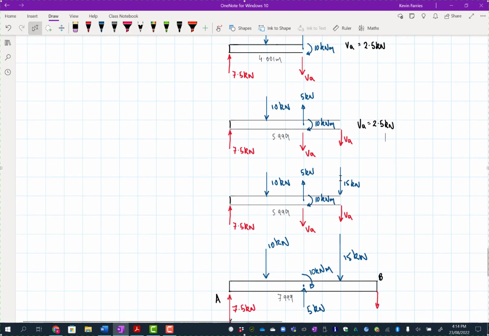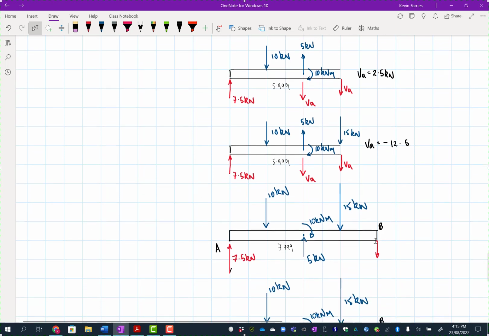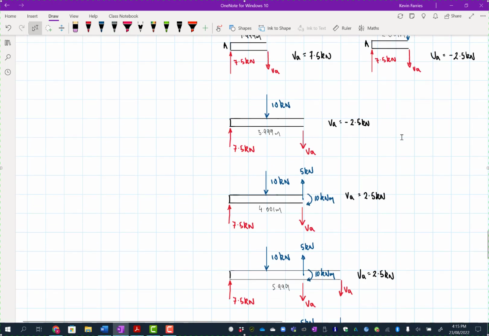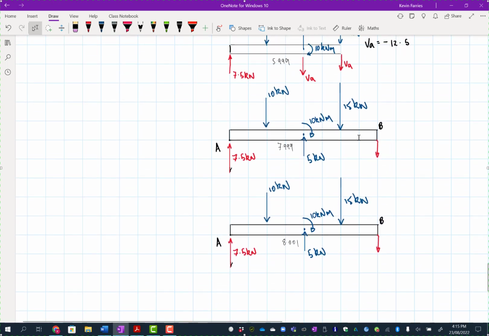But as soon as you get past 6, you've got a downwards 15 kilonewton force now, so it's going downwards. So if you were to add all of these up, you get 7.5 plus 10 minus 2.5, take away 15, VA is going to be equal to minus 12.5. So far so good. Then till we get just before the support, nothing has changed. So VA is still minus 12.5.